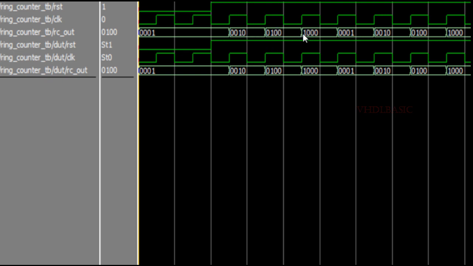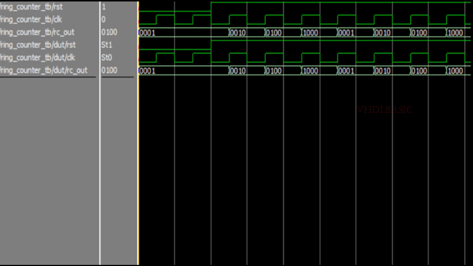Once the 1 is coming to the MSB, again it will go to the LSB bit for the next clock cycle. So if you see here, 0001 and 0010 and 0100 and 1000, these are the four states present in this 4-bit ring counter. Again it will start from the 0001 and it will recirculate actually.